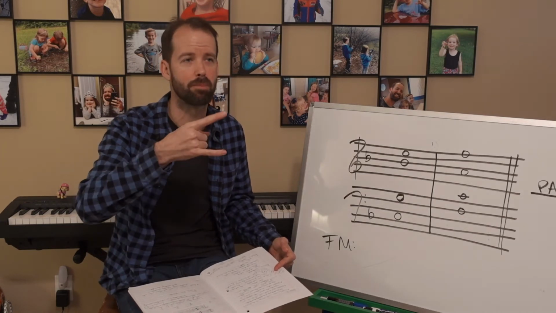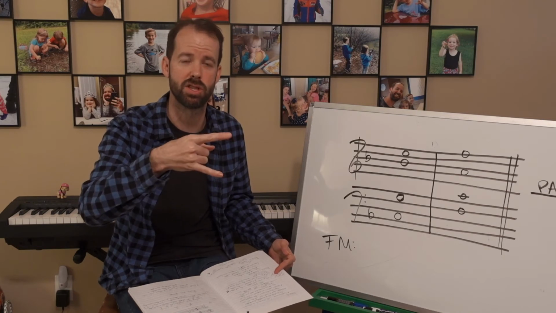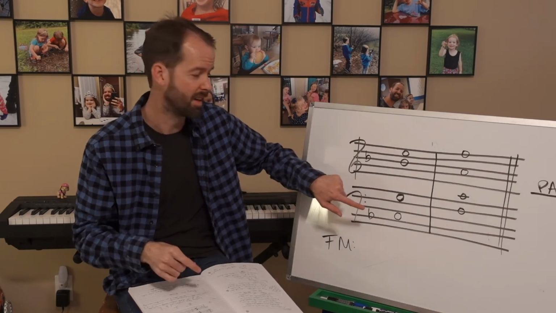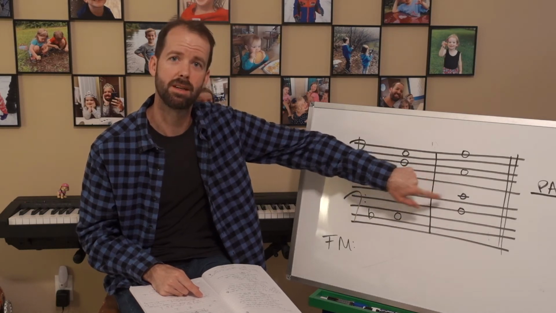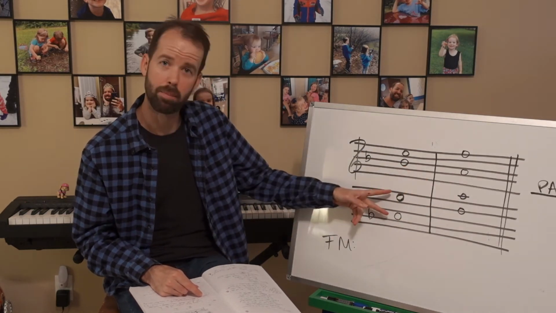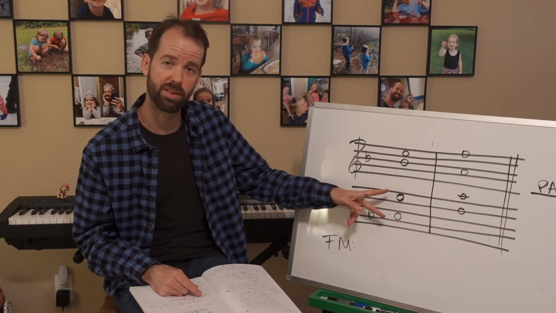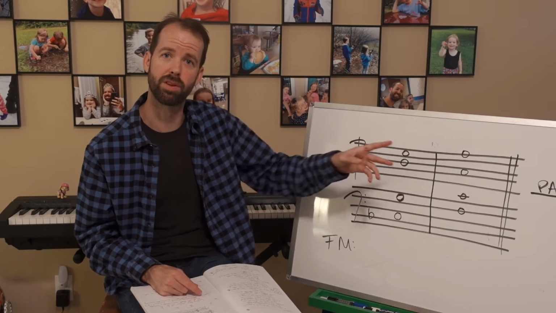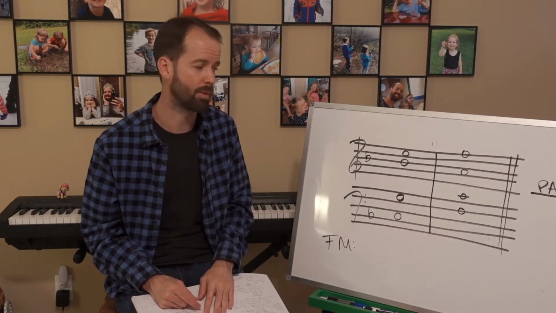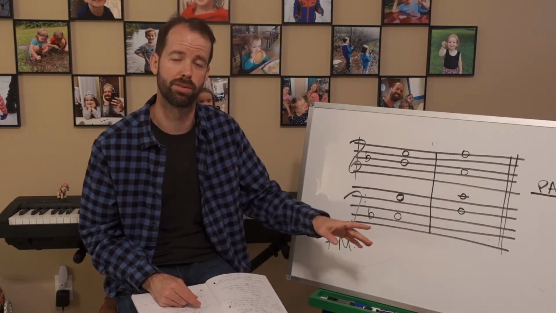Parallel fifths, if you were like bass to tenor, if you had a C to a G, and actually I have one right here, C to G, and then the very next chord you have F to C. This is a perfect fifth to a perfect fifth. Both the intervals of the perfect fifth were maintained. So that would be parallel fifths, which you would want to avoid.